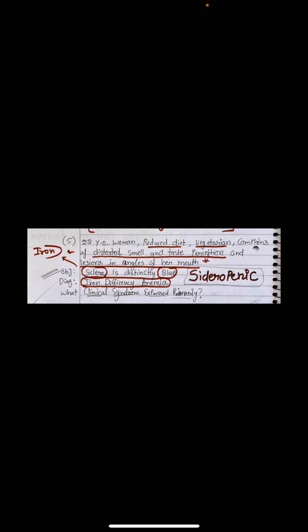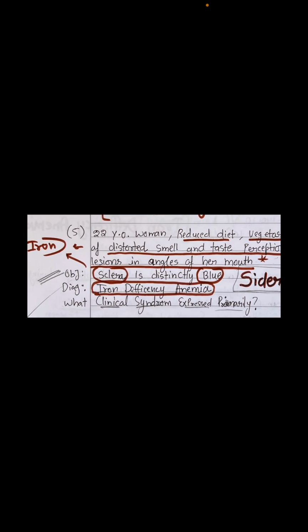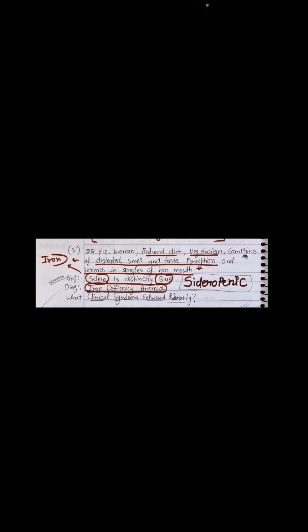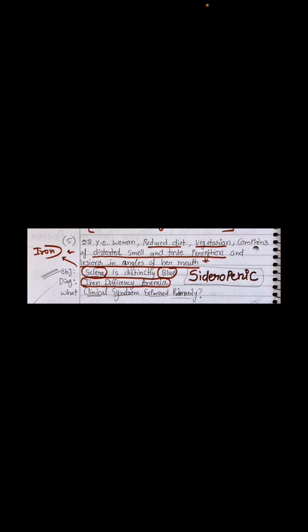Next is sideropenic. Do not panic with the word sideropenic, it also means iron deficiency anemia. They say in the question that the sclera is blue. The sclera is blue this time. Instead of getting pale, the sclera got blue. Diagnosis, they say iron deficiency anemia. The question asks what clinical syndrome is expressed predominantly. So this is sideropenic syndrome. We know about the iron deficiency syndrome now.